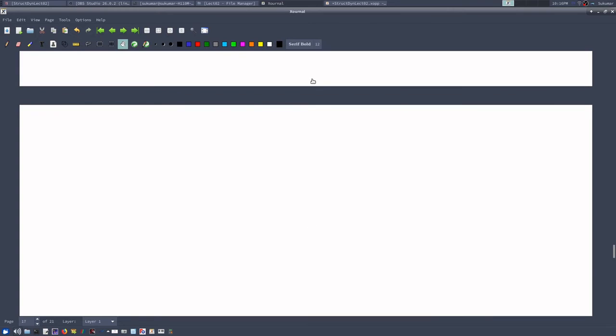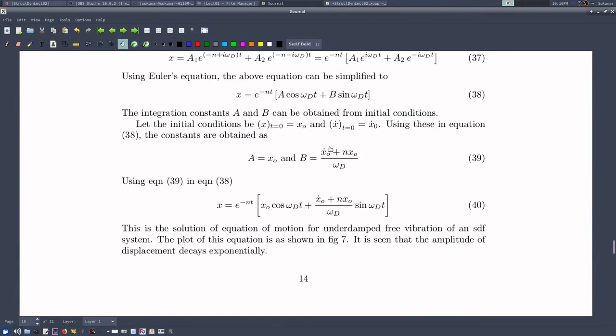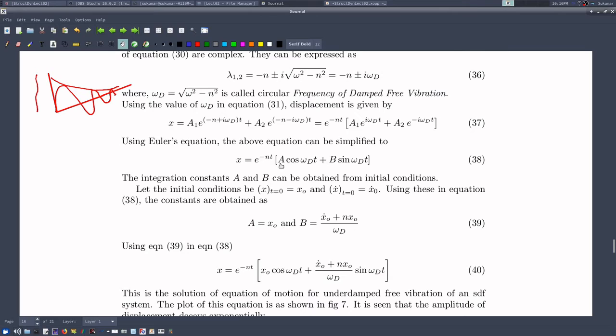So now let us find out these integration constants from the initial conditions. Let us assume the initial conditions to be initial displacement as x naught and initial velocity as x dot naught. In that case, what will I get? I will get, by differentiating this, the value of a as x naught and the value of b as this. This you can try yourself.